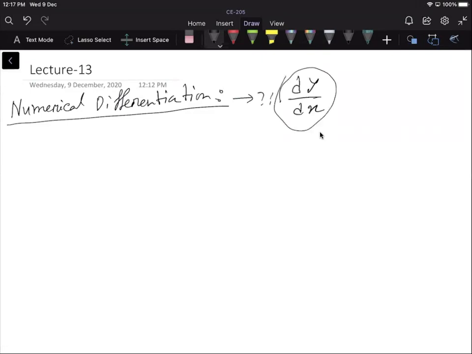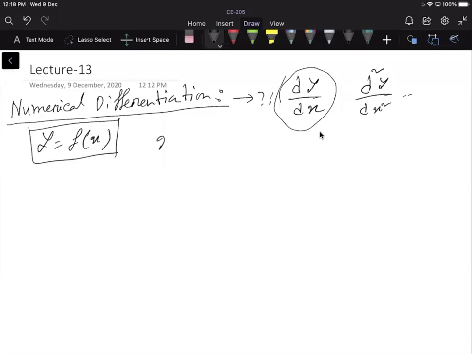This is the first differentiation. And the second derivative is d square y by dx square, and so on. Third derivative, fourth derivative, in some cases we need up to the fourth derivative. The very simple thing is, if we have a function y is equal to f of x, this function can be obtained for a certain set of values, xi, yi. For this set of values, we can easily put an equation, y is equal to f of x.